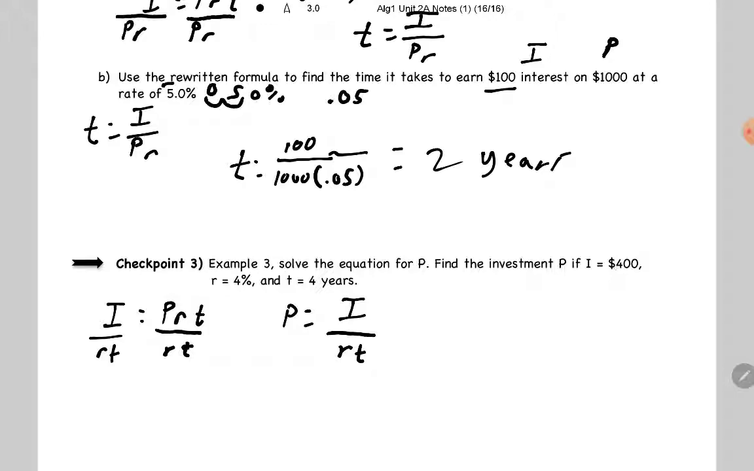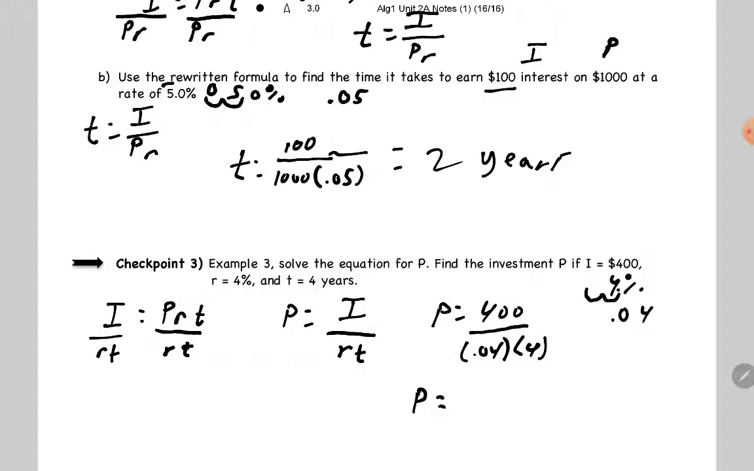And then they tell us that I equals 400. So I earn $400 at a 4% interest rate. So 4% becomes 0.04, moving the decimal place twice. So 0.04 times 4 years. So in 4 years, I made $400 at an interest rate of 4%. How much did I originally invest?